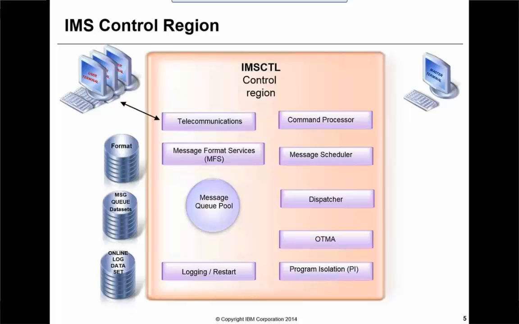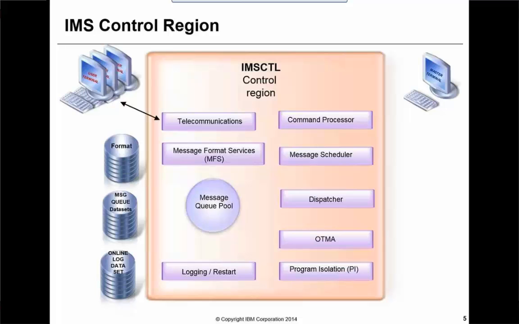Telecommunications, which is connecting to terminals. End users sitting at terminals can log on to IMS, connect with IMS, and then send in transactions to be processed. Those transactions will come in over the network. We will receive those transactions, and then we will queue them and process them, and so on. So this ability to receive transactions over the network and then send reply messages back to those end user terminals is done using telecommunications. And that piece of code resides within the IMS Control Region.